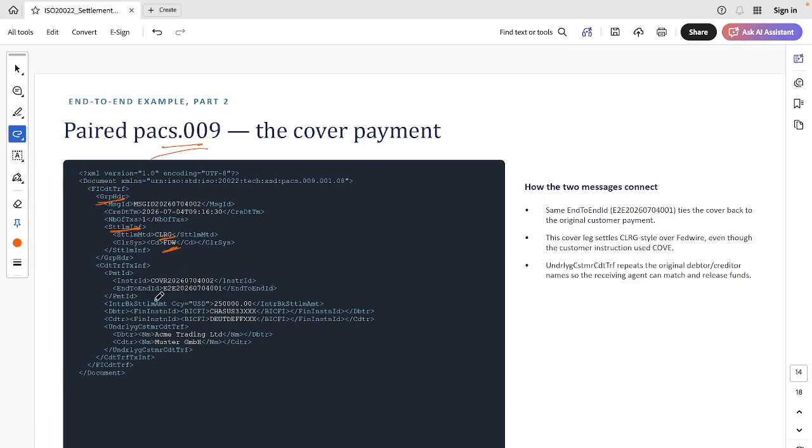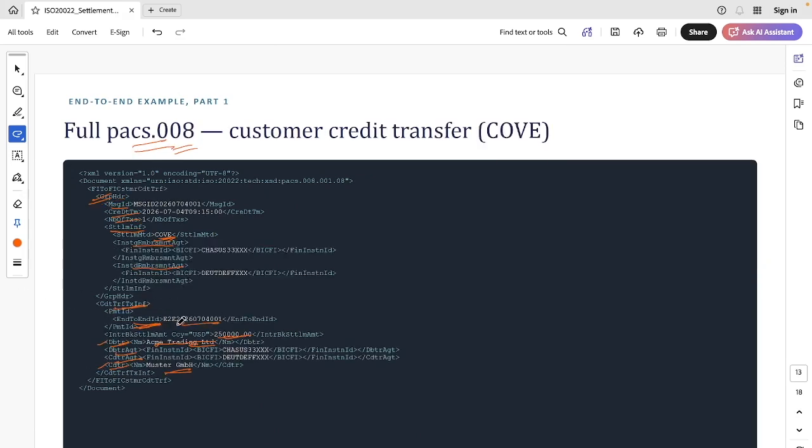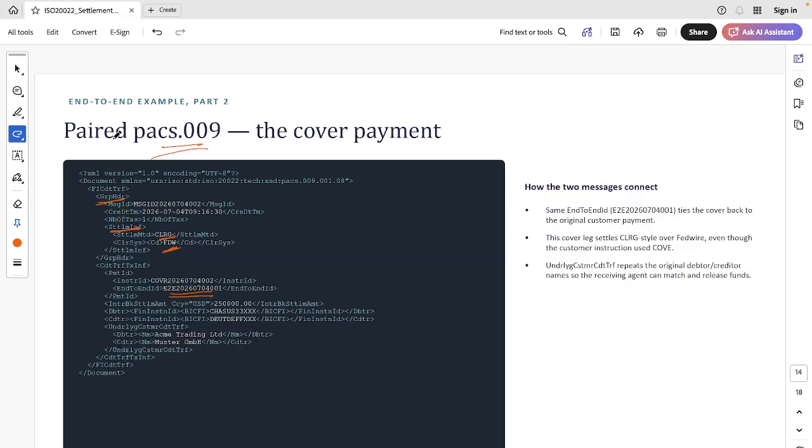Now notice the connection between the two messages, the end-to-end ID. This is the end-to-end ID for this PACS.009, and if I take you to the previous slide, this is the end-to-end ID. This ID is the same in both PACS.008 and PACS.009. This ties the PACS.009 cover payment back to the original PACS.008 customer payment. Also, the PACS.009 contains the underlying customer credit transfer.